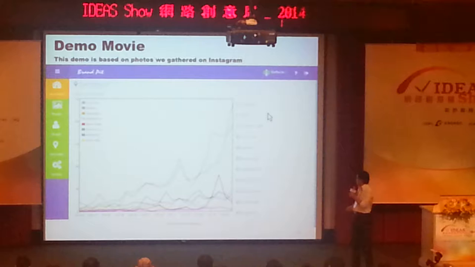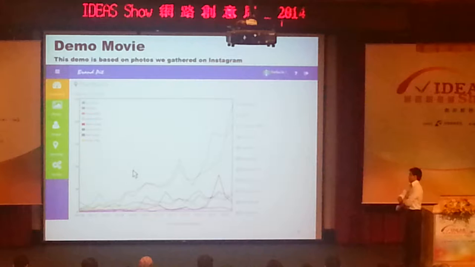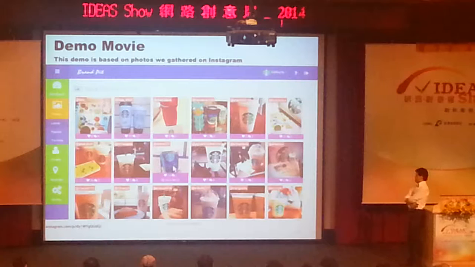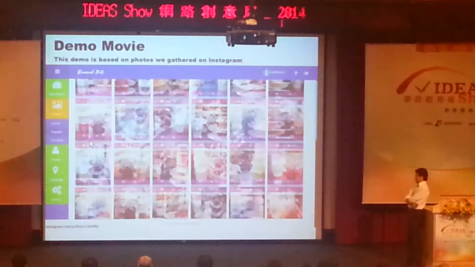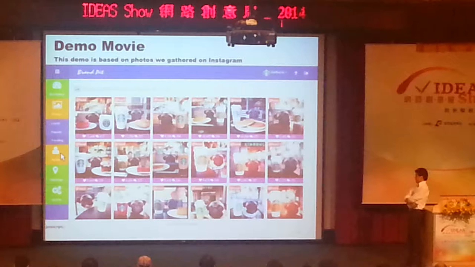Welcome to the Brad Pitt demo. Here you can see a monthly breakdown of the number of social media photos across different brands. If you are interested in any brands, you can click on the Photos button on the left and see the latest photo feed, or just the popular ones, or the ones with lots of comments. The heart shape means the number of likes, and the other icon means number of comments.